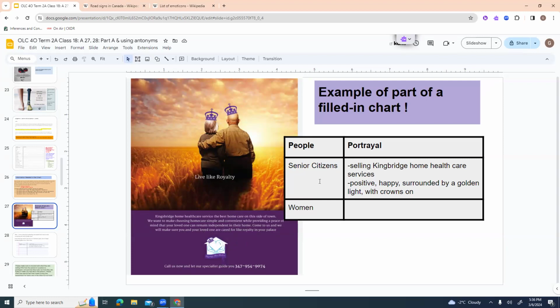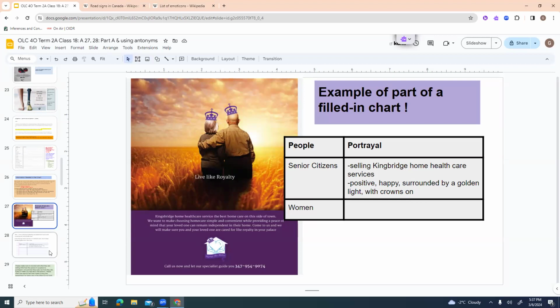So this would meet the criteria of senior citizens. You can see they're kind of older, gray hair, kind of slumped over a little bit. What are they selling? They're selling Knightsbridge Home Health Care Services. In other words, the kind of thing where a PSW or a nurse comes to your home and just helps the older people there instead of putting them in a nursing home. How are they portrayed? Positive, happy. They're surrounded by this beautiful golden light. They've got crowns on. So you can't just say home health care, happy. We're looking for a little more details, even though I know they haven't left you a lot of room.